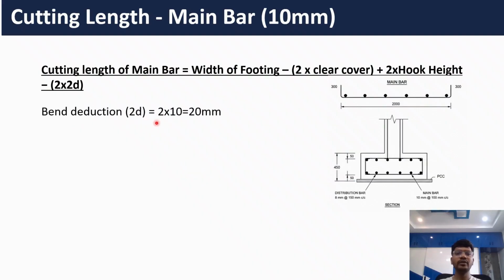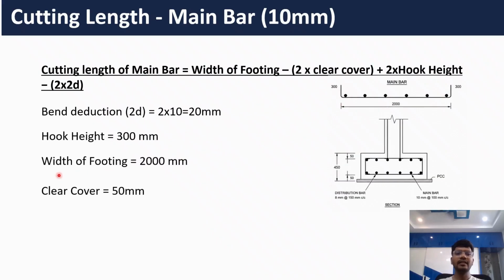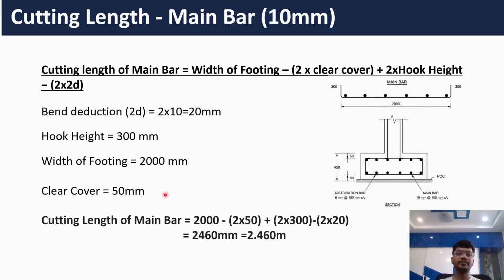So bend deduction 2D equals 2 multiplied by 10, where 10 is the diameter of main bar, which equals 20 mm. Hook height is 300 mm. You can clearly see here. And the width of the footing is 2000. Clear cover is 50 mm.